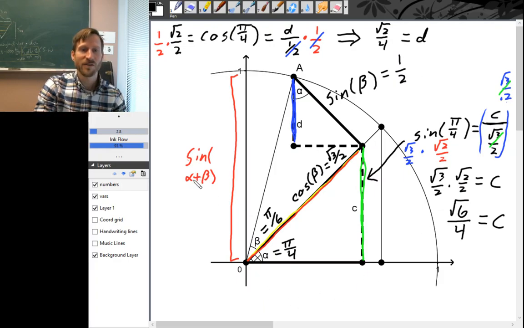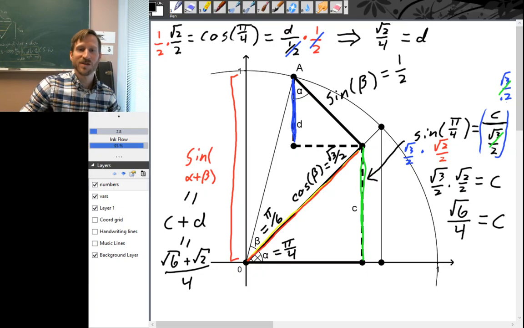The sine of alpha plus beta was just c plus d. So that's going to be, notice d and c have the same denominator, so we can put the numerators together. We get the square root of 6, that's from c, plus the square root of 2, and that's from d, all over 4. So we found the sine of alpha plus beta.